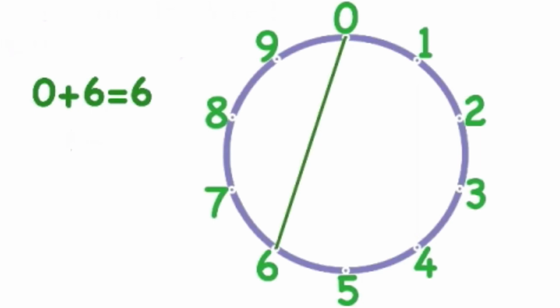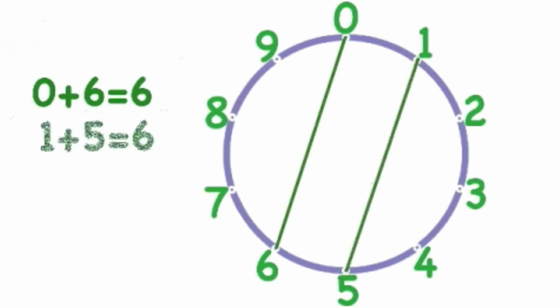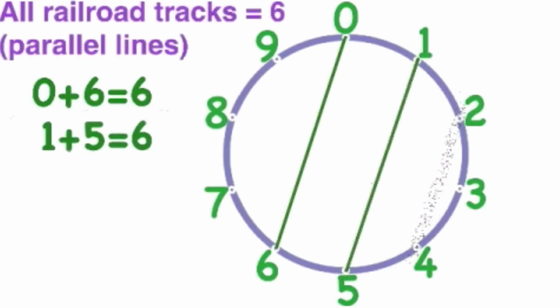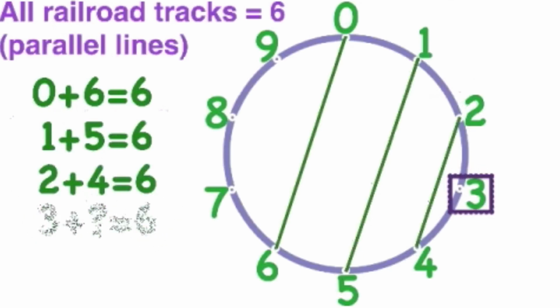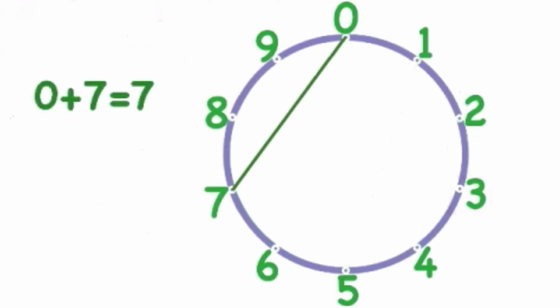Now we're adding 6 and 0, which add up to 6, of course, and connect them with the line. So let's connect other numbers that add up to 6. 1 and 5, 2 and 4, and 3 is all by itself. And 3 plus what adds up to 6? Yep, 3 plus 3 adds up to 6.